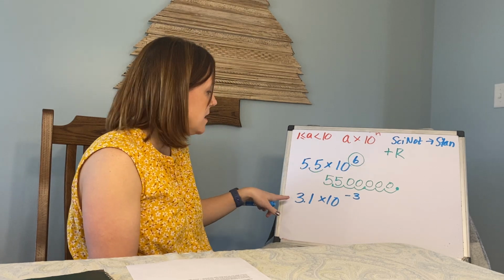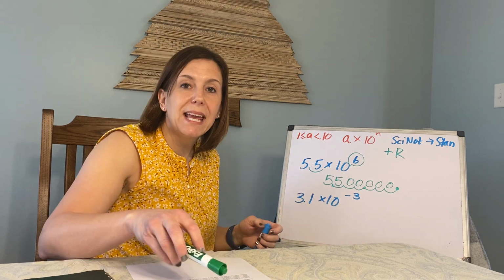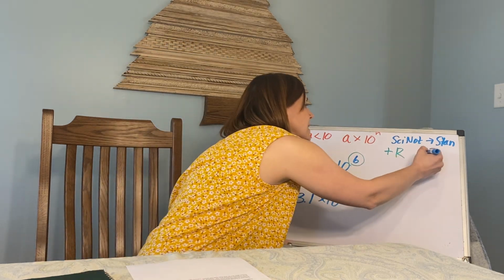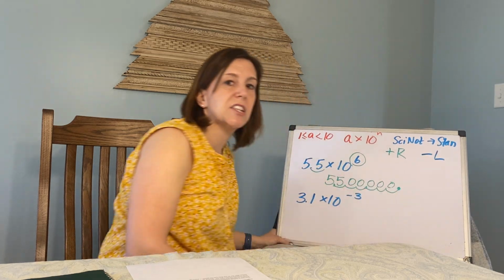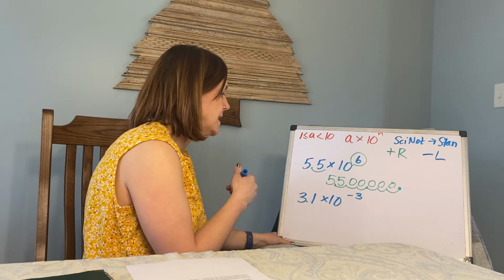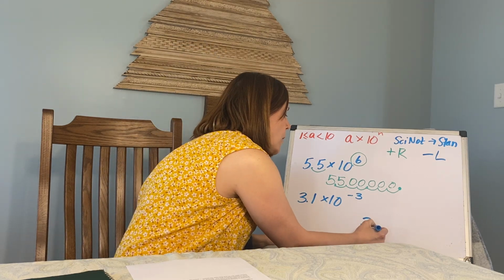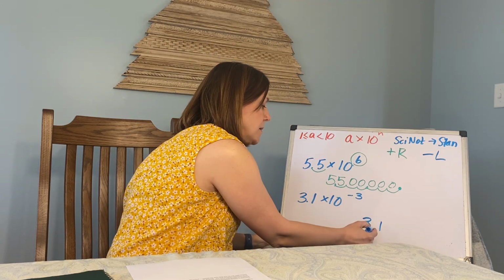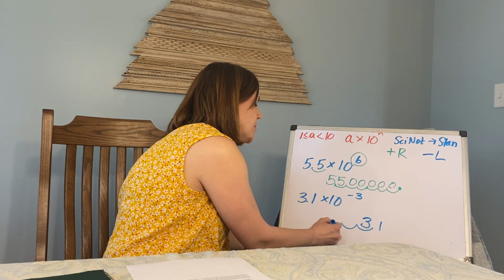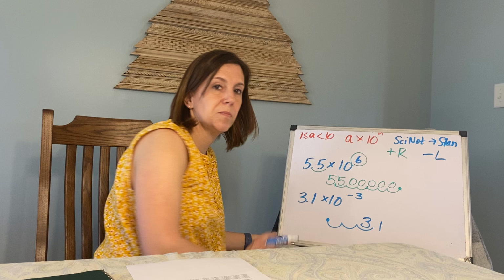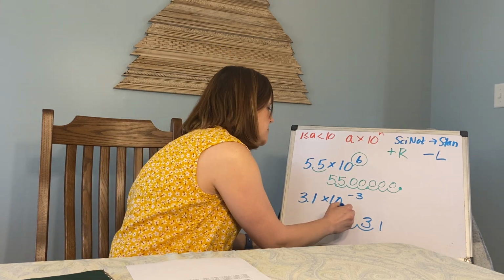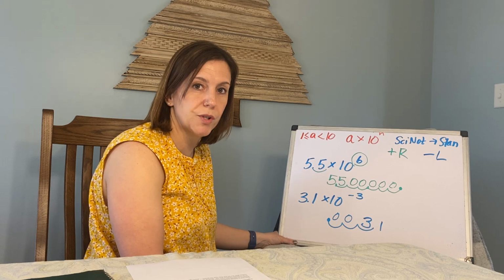Let's do the opposite. Now I notice I have a negative exponent. If I have a negative exponent, I'm going to move my decimal point to the left that many places. So if this is where it was, I'm going to move it 1, 2, 3 spaces to the left. And again, those empty spots I'm going to fill with placeholder zeros.